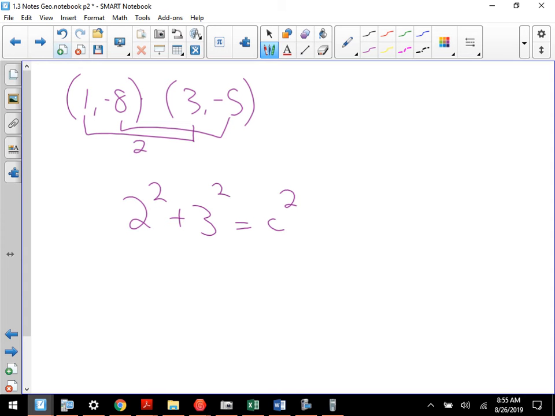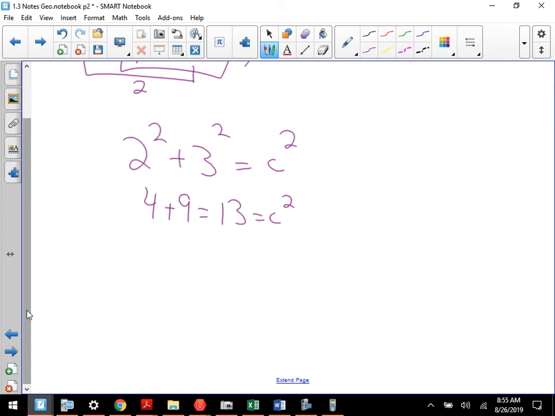So what's 2 squared? What's 3 squared? So you have 4 plus 9, which gets you to 13. Which means the distance between those 2 points will wind up being just the square root of 13. And we don't need to worry about a decimal.